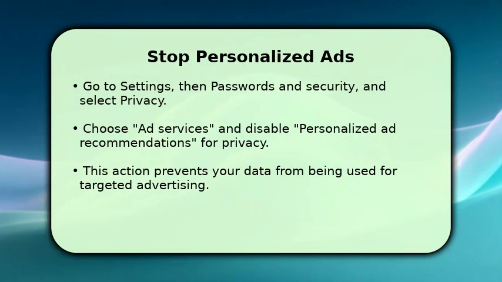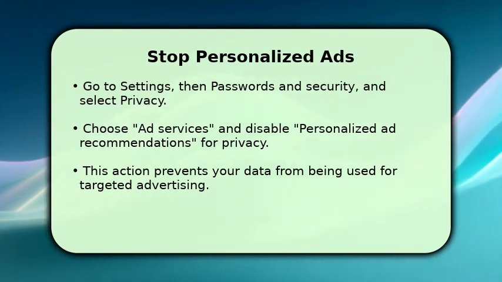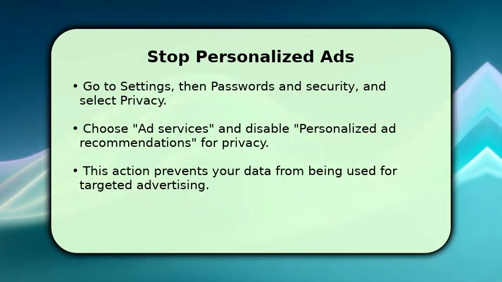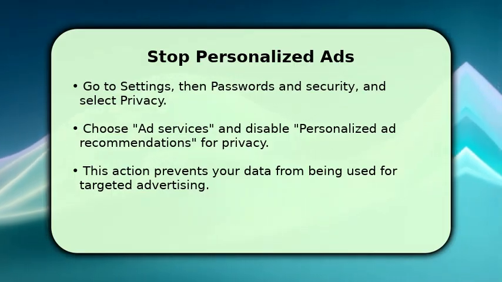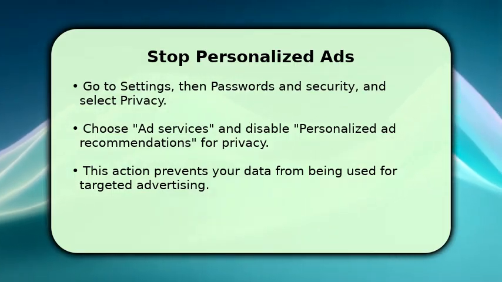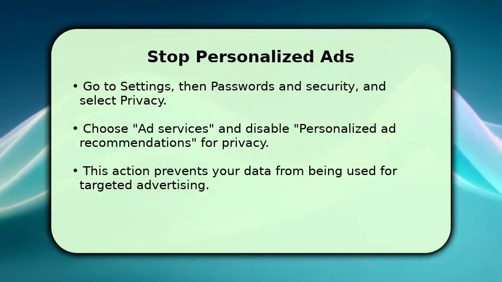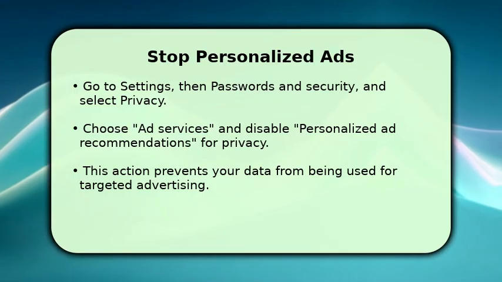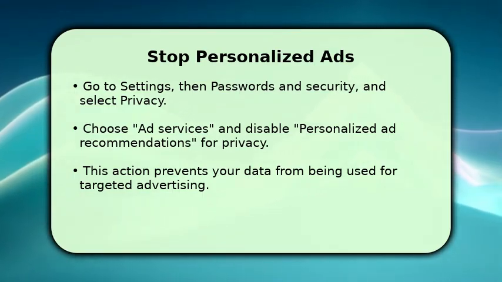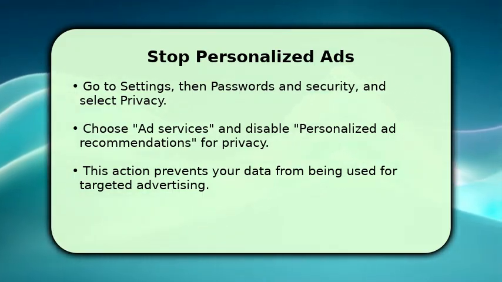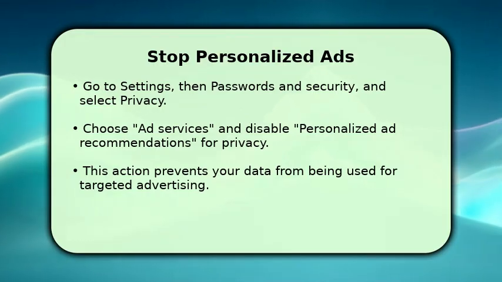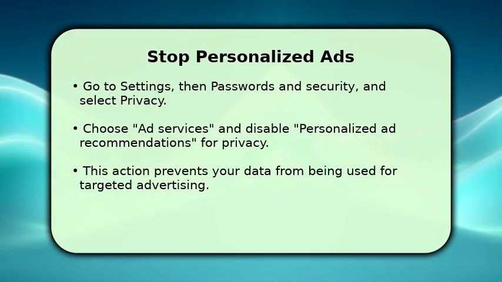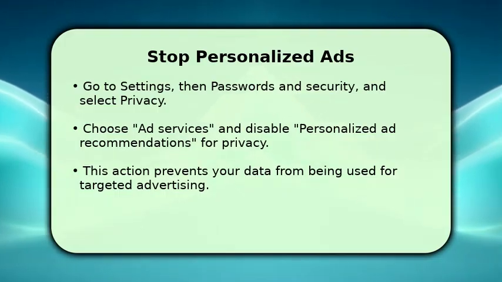Next, let's tackle personalized ad recommendations. These ads are often tailored to your usage habits, which can feel intrusive. To disable them, open Settings, then go to Passwords and Security and tap on Privacy. Within the Privacy section, you will find Ad Services. Simply toggle off the option for personalized ad recommendations. This helps ensure your data isn't used to show you targeted advertisements, improving your overall privacy.